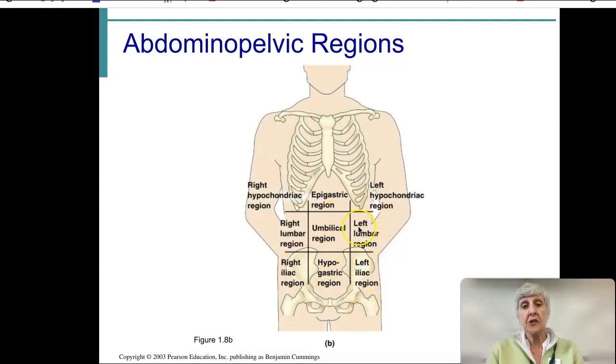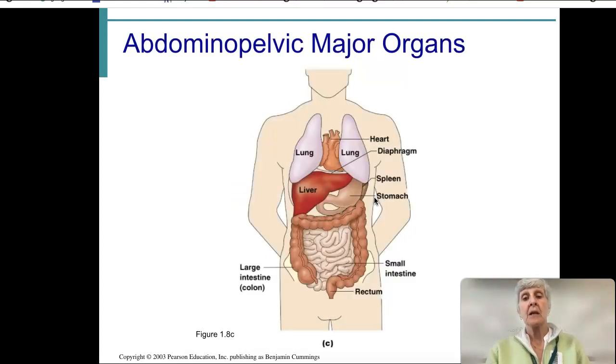And these are the regions when you're looking at the abdominal and pelvic cavity. Notice you have right and left iliac, and that is from the bone. That is over on your hips. You have hypogastric region. Hypo means below, so it's below the stomach area. Umbilical region is where your belly button is. Lumbar is lower back, so you have right lumbar and left lumbar. You have left hypochondriac region, you have epigastric region, and you have right hypochondriac. You will not have to know this for the test.